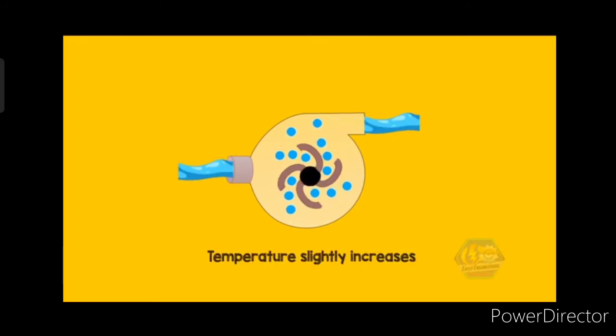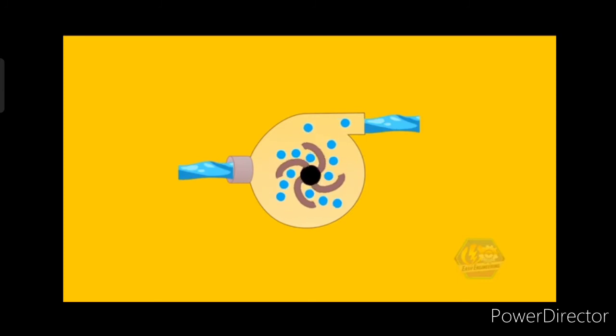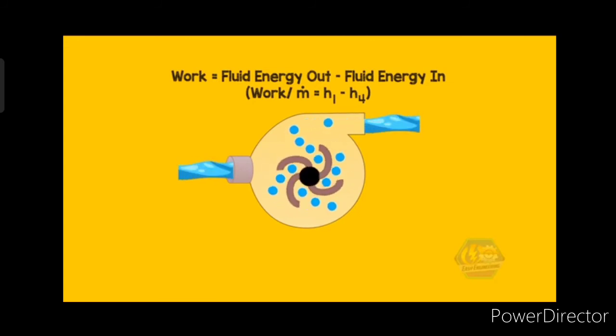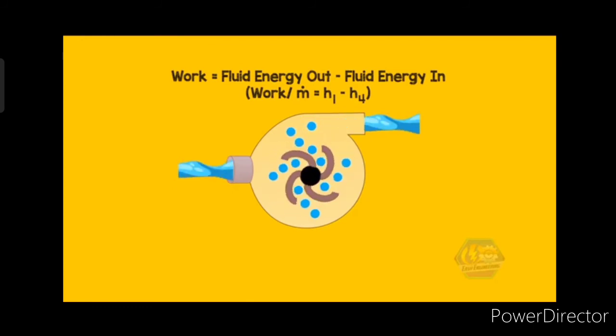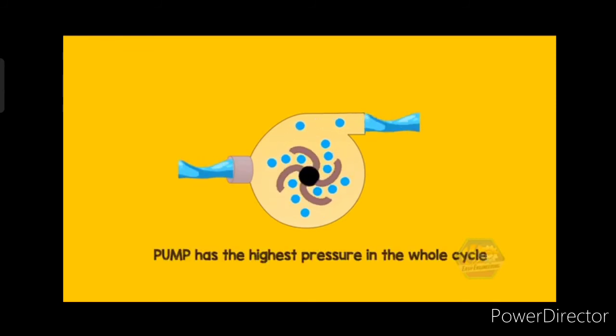The temperature slightly increases, and the fluid is in a subcooled region in the TS diagram. The formula for the pump is work equals fluid energy out minus fluid energy in, or enthalpy 1 minus enthalpy 4. Fluid energy out, or enthalpy out, is greater than the enthalpy in, as the pump has imparted energy to the fluid. Note again that this equation is formed by using a mass and energy rate balance for a control volume at steady state, neglecting heat transfer with the surroundings. And one more important thing, please remember that the pump has the highest pressure in the whole cycle.